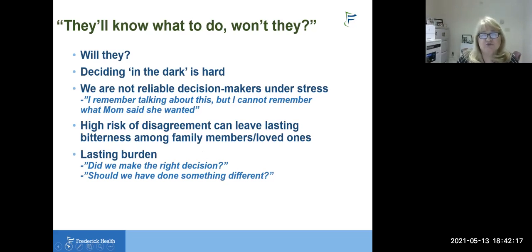Deciding in the dark is extremely hard. It's so difficult to watch these families have to make these decisions and just hesitate because they don't know what their loved one would have wanted. And making decisions under stress is so much more difficult. And people have said, I remember talking about this, but I can't remember what mom said she wanted. Or the worst part is when one sibling says that mom said this and another one said, well, mom told me that.